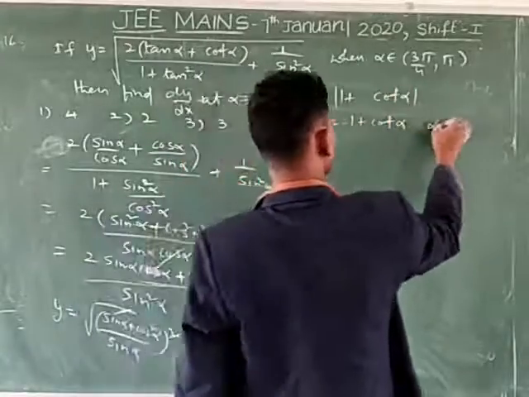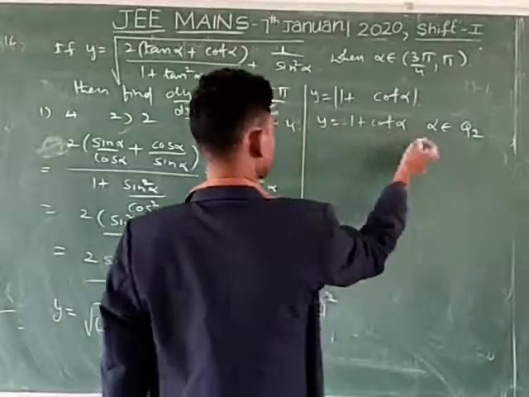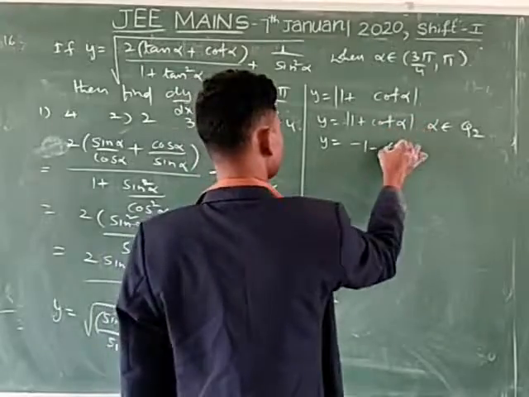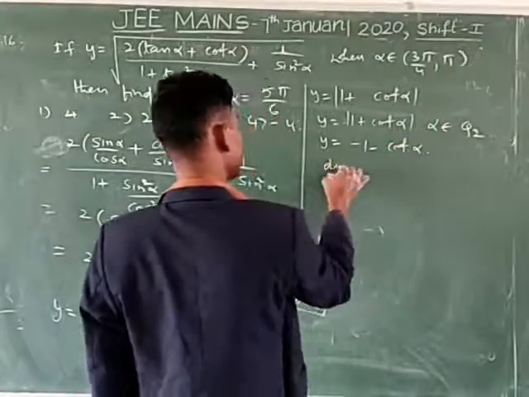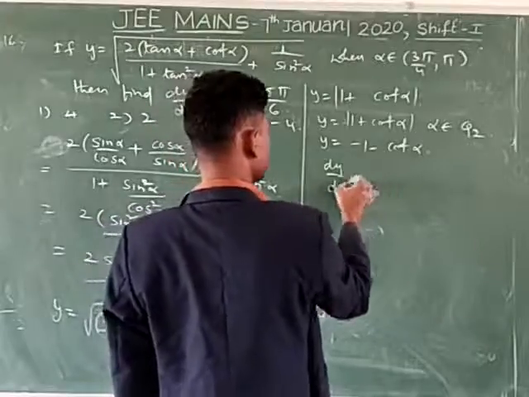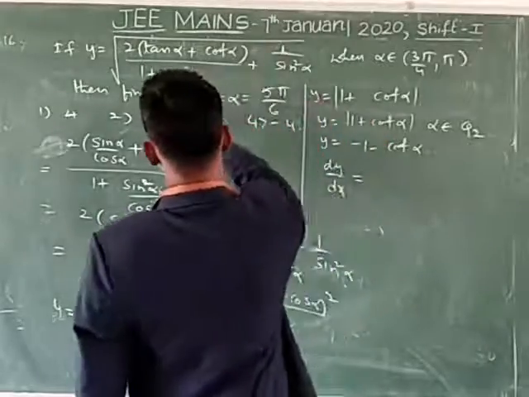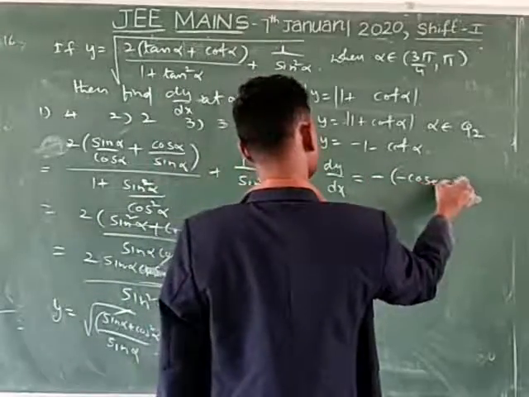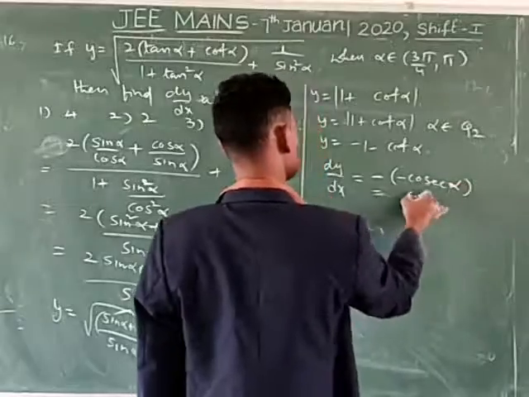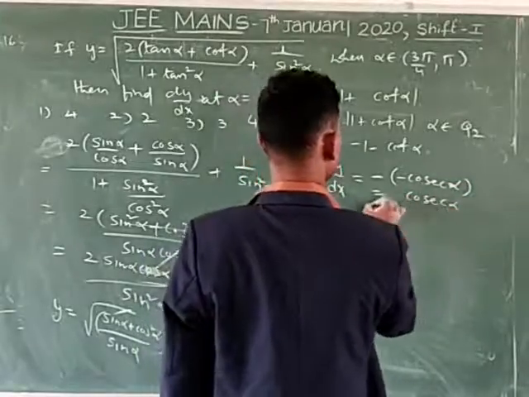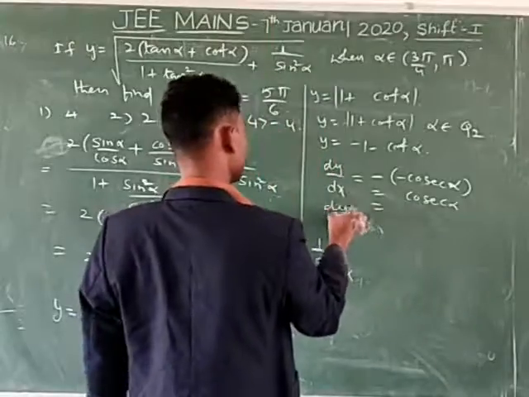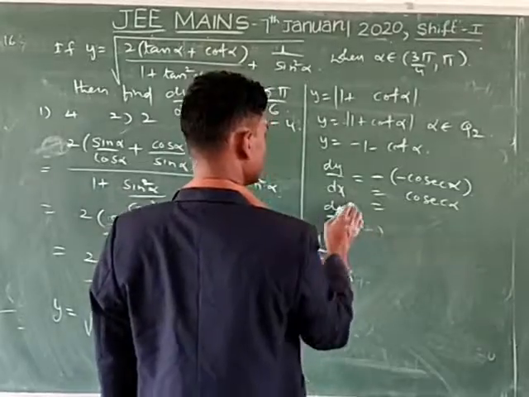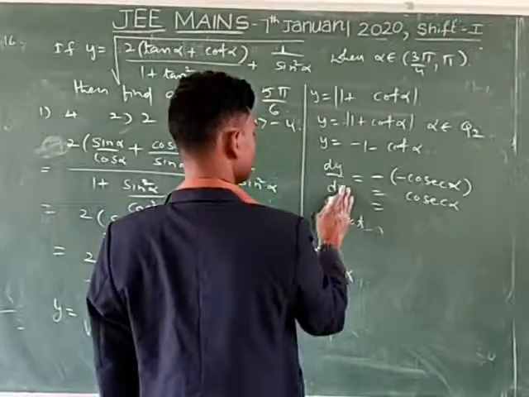But here alpha belongs to Q2, the second quadrant, where cot alpha is negative. Then y is equal to the modulus, so you can take minus 1 minus cot alpha. Then dy by dx is equal to minus of minus cosecant square alpha, that is cosecant square alpha. Here dy by dx at alpha is equal to dy by d alpha.